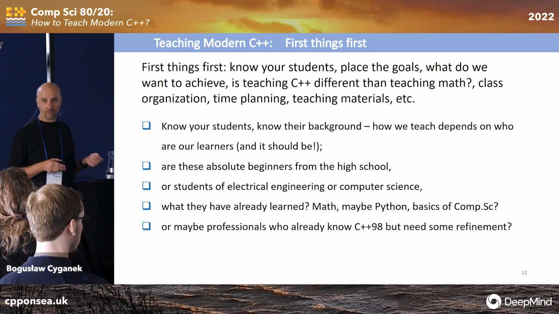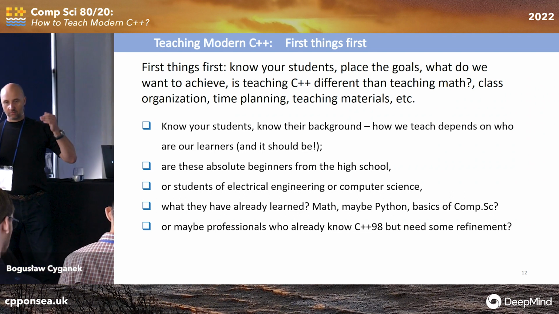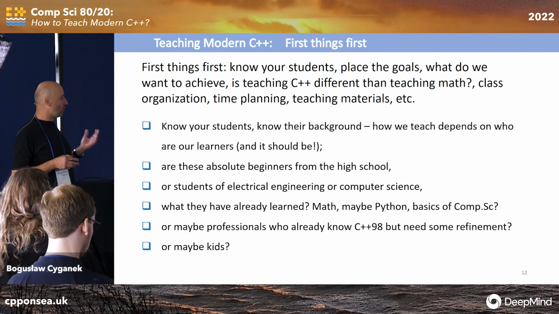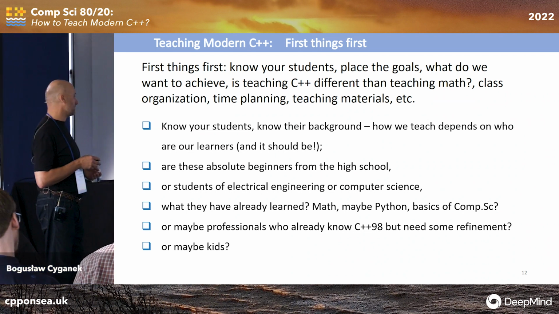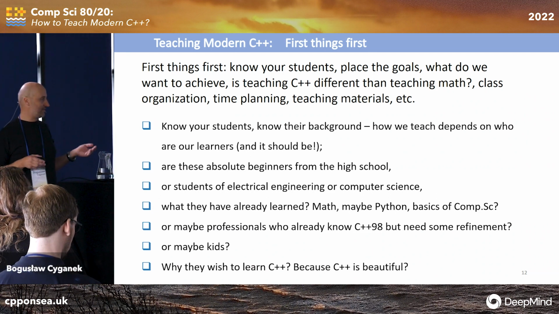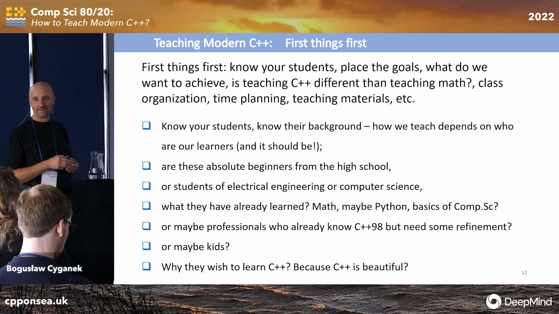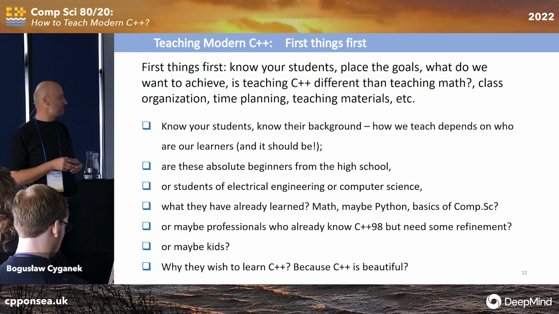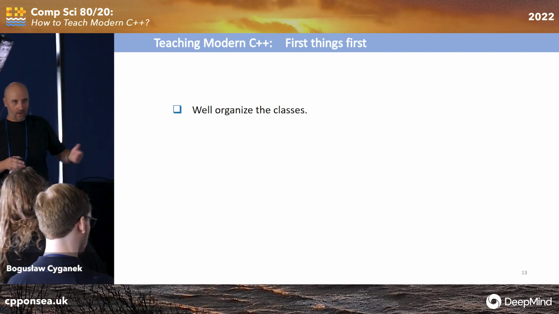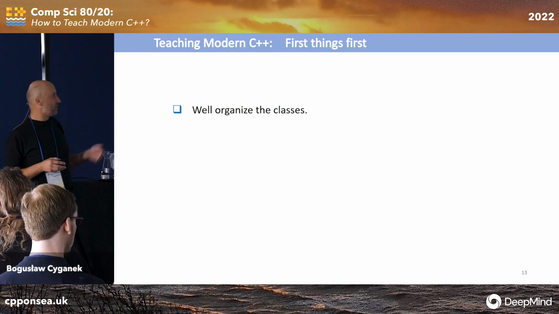Or maybe professionals. We sometimes have lectures for professionals. They do code and they are doing this well for years, but for some reasons they want to go farther. Or maybe kids. We have classes with kids as well. So why do they wish to learn C++? At the first point, because C++ is beautiful. Maybe it is, but probably this is not the only purpose, yeah? Or maybe they are forced to. So we'll organize the classes. Okay, the first thing, I know my group, what they begin with. Now I need to organize the classes.